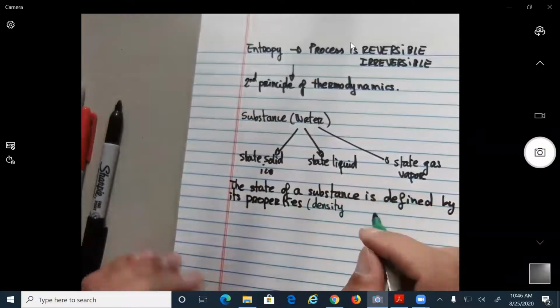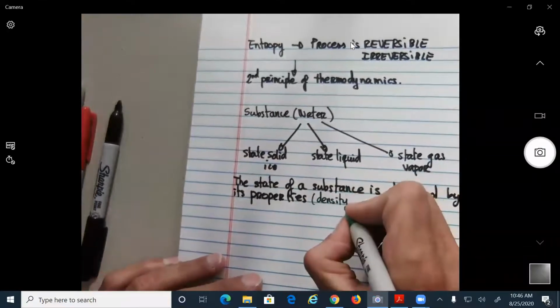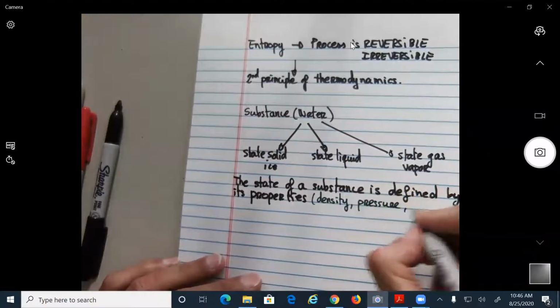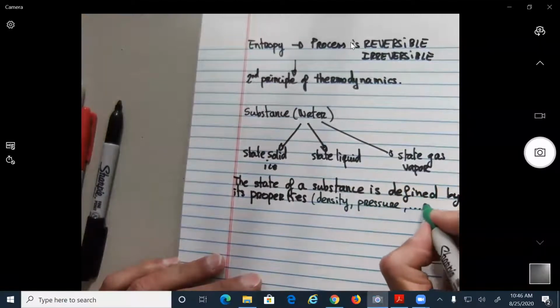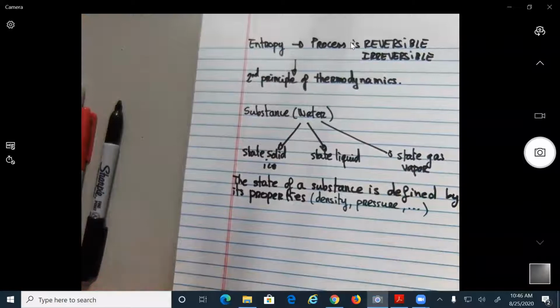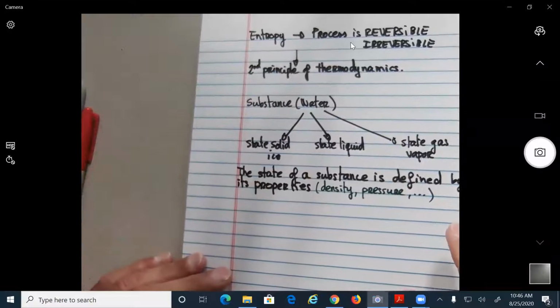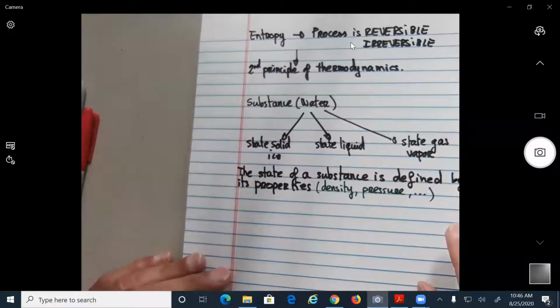And over here, we can just say that a property could be, really just think about density in this example, but also pressure and volume are also properties. Okay, pressure, etc. will be properties. If you think about it, what was the ideal gas relation? PV equals nRT, no? So pressure, volume, and temperature are three properties, no? Okay. So the state of a substance is defined by its properties.